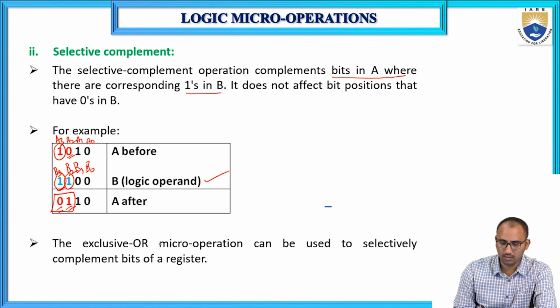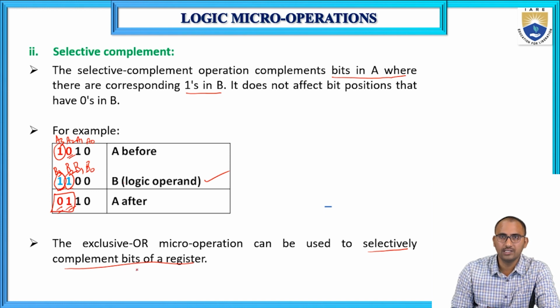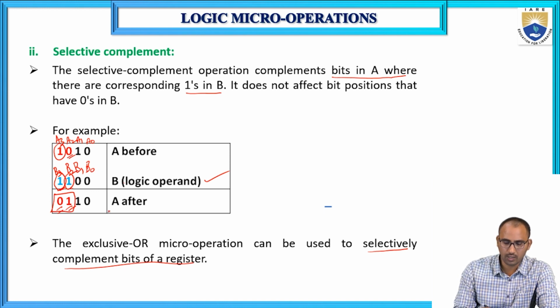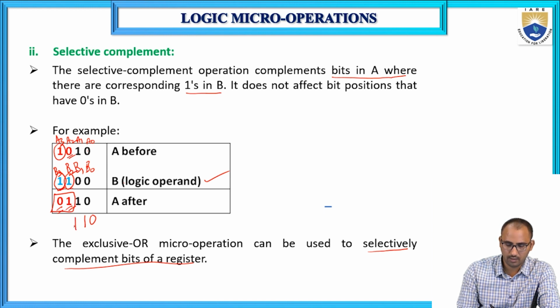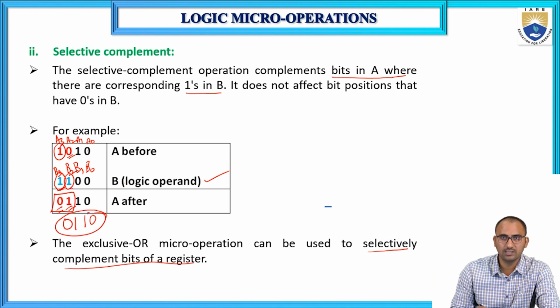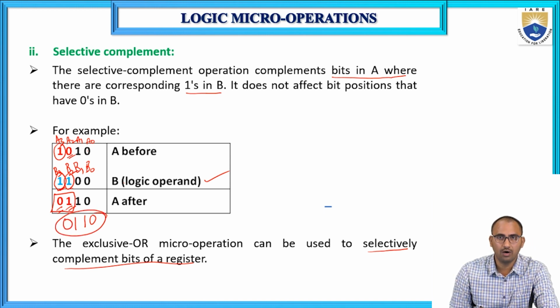The exclusive OR micro operation can be used to selectively complement the bits of a register. Suppose you perform an exclusive OR operation: 0 exclusive OR with 0 is 0, 1 exclusive OR with 0 is 1, 0 exclusive OR with 1 is 1, and 1 exclusive OR with 1 is 0. So the result is equal to performing the exclusive OR operation between the A and B registers.